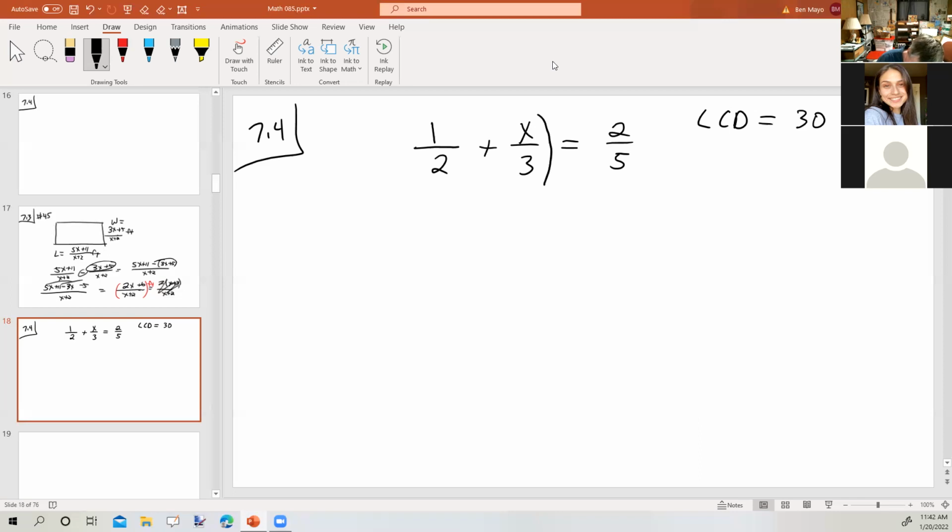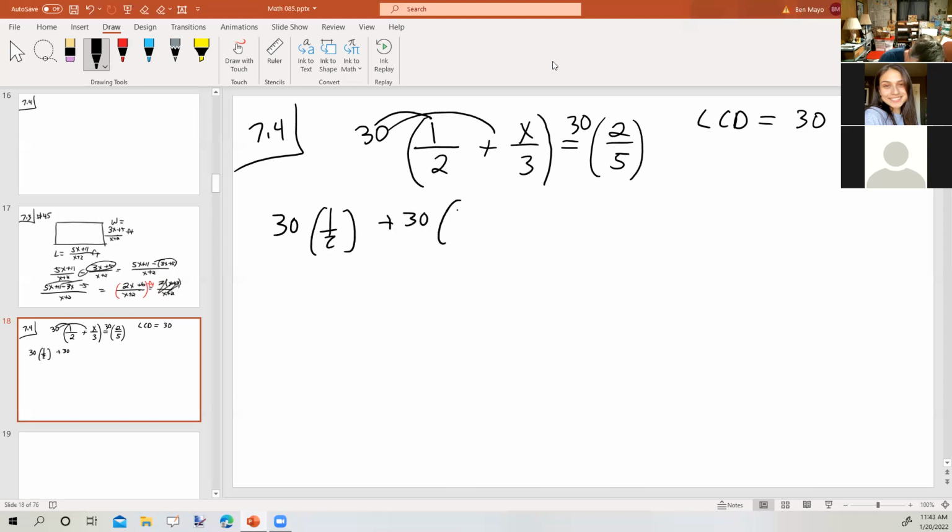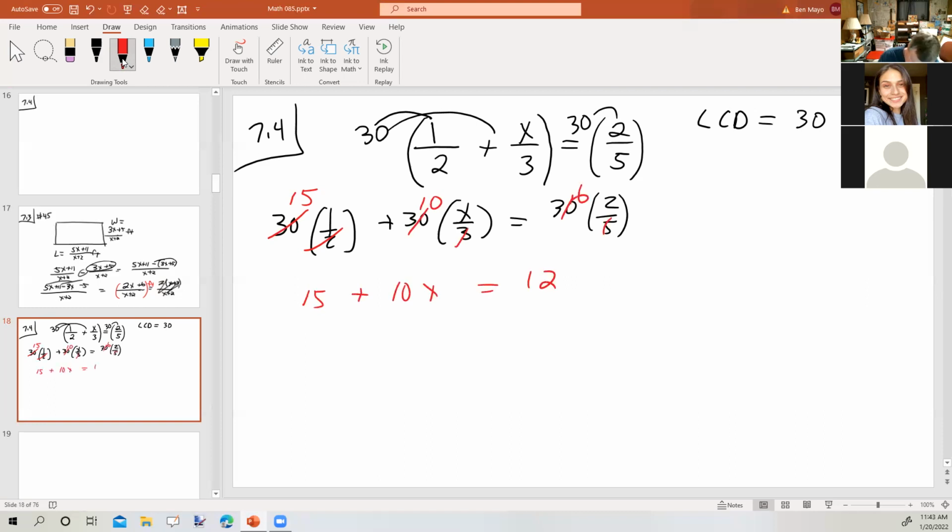So now we're going to take both sides of the equation and multiply by 30. So we're going to have 30 times 1/2 plus 30 times x over 3 equals 30 times 2/5. So we found the least common denominator. We multiplied both sides of the equation by the least common denominator. And when I go through and simplify things, we'll get rid of all the denominators.